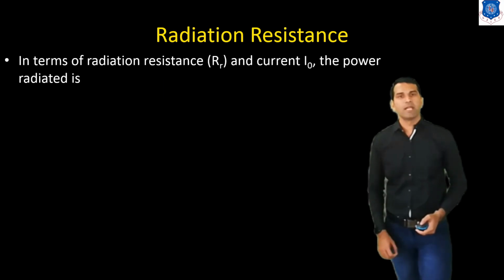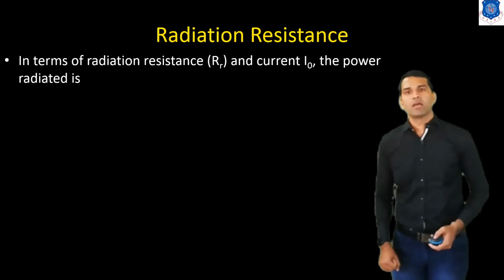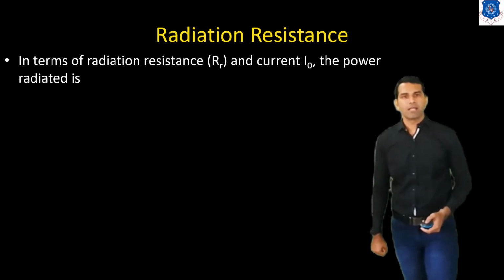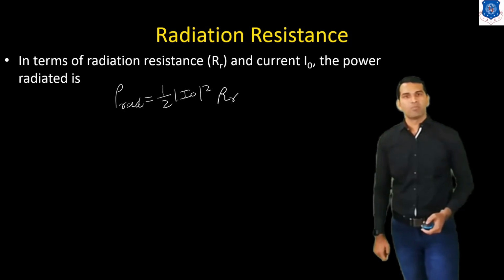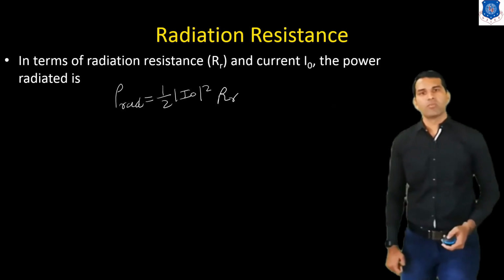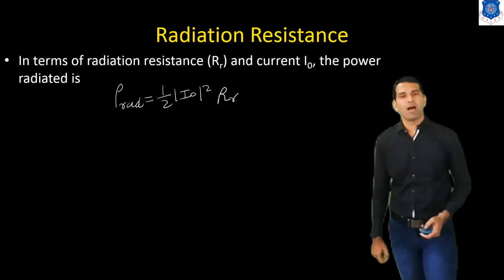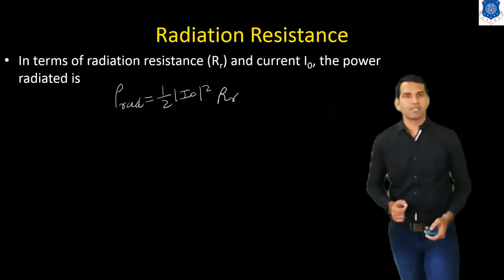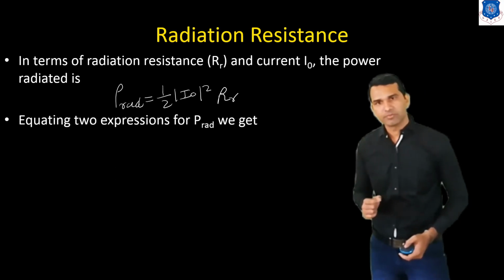Now the radiation resistance. In terms of the radiation resistance R_r and current I0, the power radiated is written as P_radiated equals 1/2 I0² R, and the resistance is the radiation resistance. That's why we have written R_r.